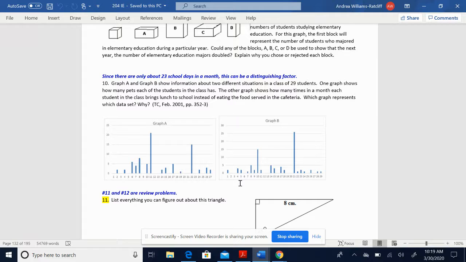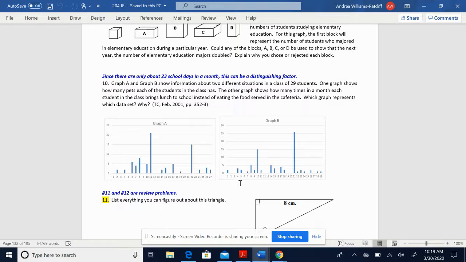Okay, we have 2 graphs here. We have graph A and we have graph B. And one of these graphs shows how many pets each of the students in a class of 29 children has. And the other graph shows how many times in a month each student in the class brings lunch to school instead of eating in the cafeteria. Okay, so which one do you think is which and why? And there's no labels. We don't know that.